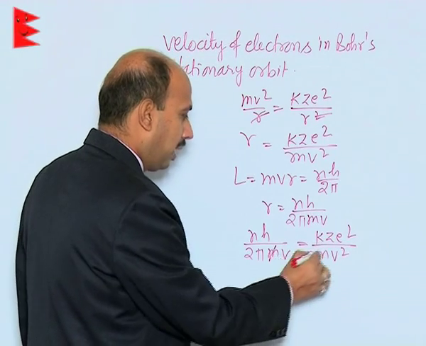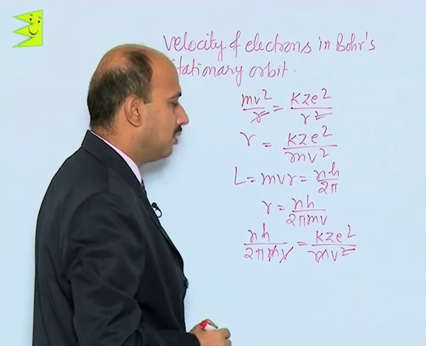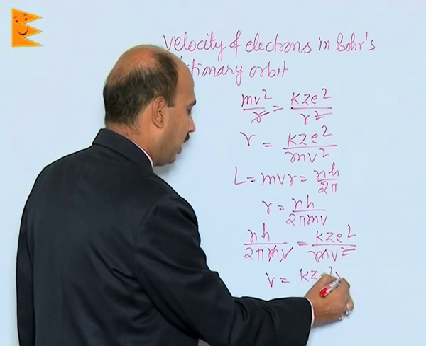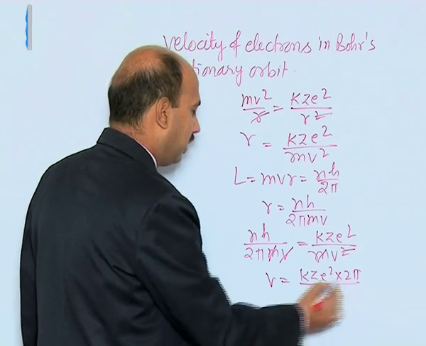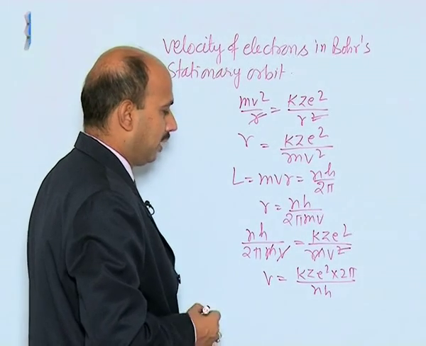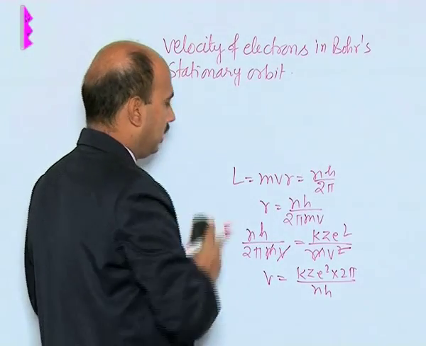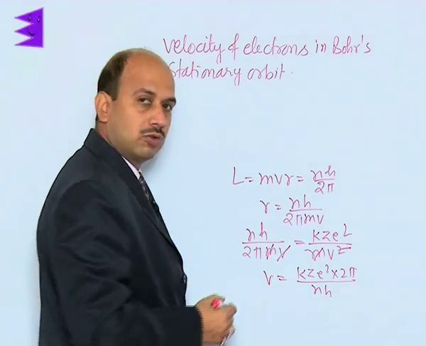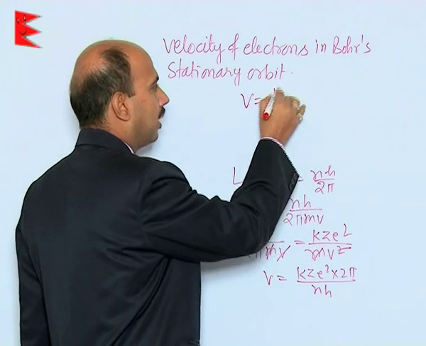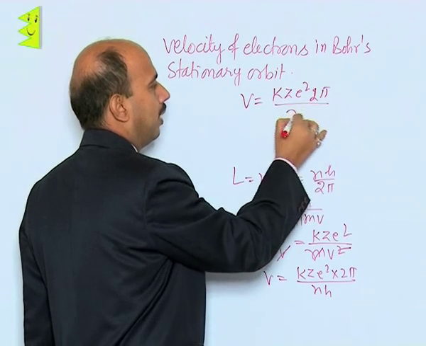Now this m and this m will get cancelled, this velocity and this velocity will get cancelled. So we will be getting v is equal to kze square into 2 pi divided by n into h. So this is the velocity of the electron in the stationary orbit of the Bohr's model of hydrogen atom. So we can write v is equal to kze square 2 pi divided by nh.